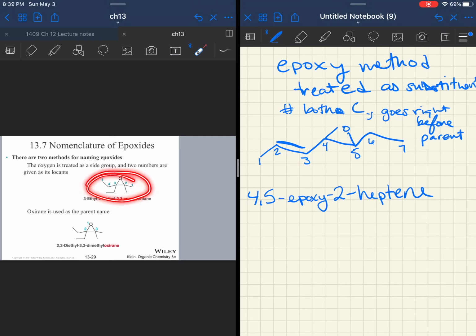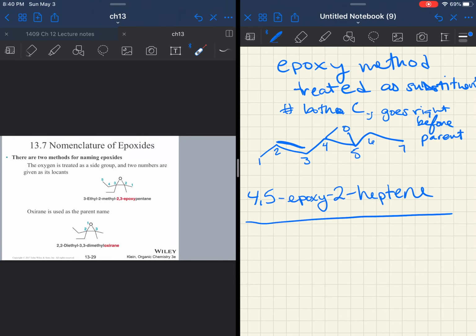So you see in this example here, we've got 1, 2, 3, 4, 5. We're going to number from right to left to give the lowest numbering possible for all of the various substituents. We've got a 3-ethyl group, a 2-methyl, and then a 2,3-epoxy. Everything goes in alphabetical order except for the epoxy, and it goes right before the parent. Again, it's a little bit of a nitpicky detail, but that is the rules for naming epoxides.